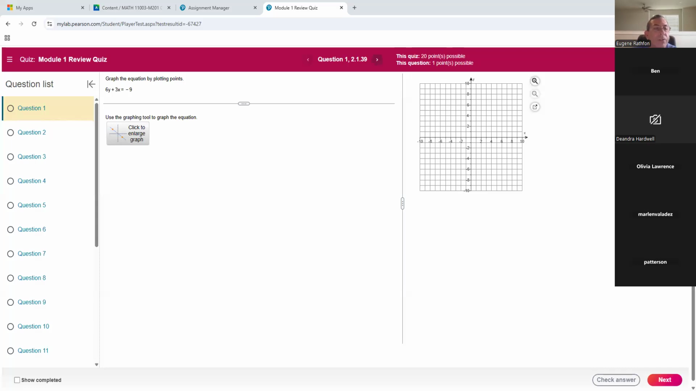All right, y'all. So our first question wants us to graph the equation by plotting points. So I'm going to write this down: 6y plus 3x equals -9. All right, so I'm going to go to the pad and solve this.